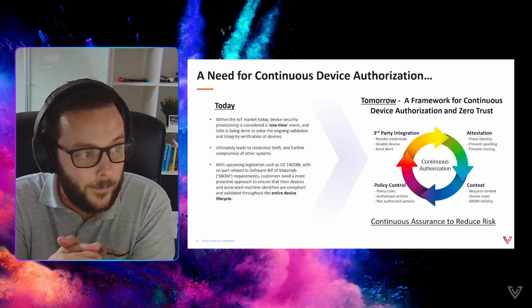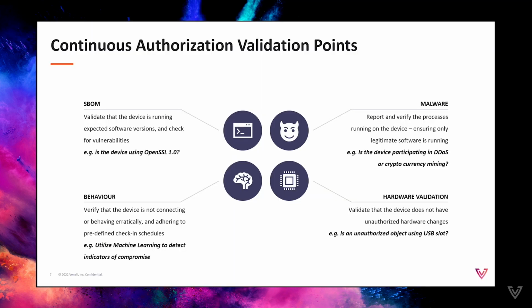So it all comes together to create what is essentially continuous assurance, really to reduce the risk of compromised machine identities. And the policies and automation are all there to help you deal with it at sort of IoT scale. So now we can take a look at some of the examples or validation points, sort of leveraging in their use cases.